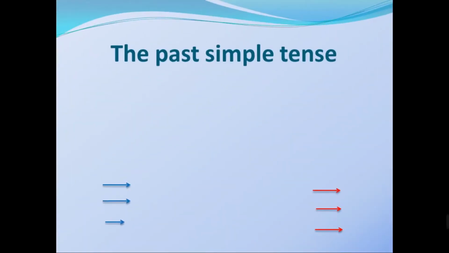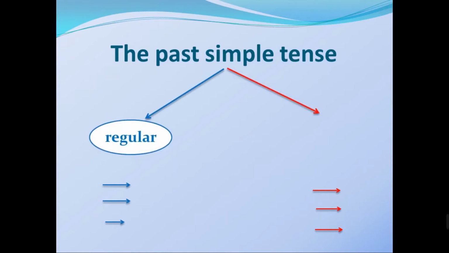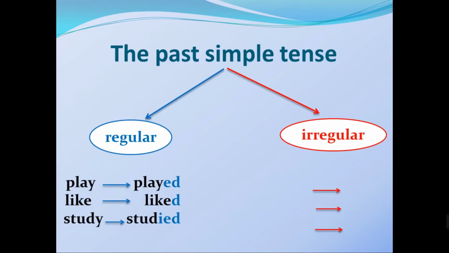Today we are going to revise the past simple tense, which we use to express actions that happened in the past. We have two kinds of verbs here, regular verbs and irregular verbs. Regular verbs are the verbs to which we add D, ED or IED, like play, played, like, liked, study, studied. Irregular verbs are verbs whose form changes, like go, went, take, took, put, put.